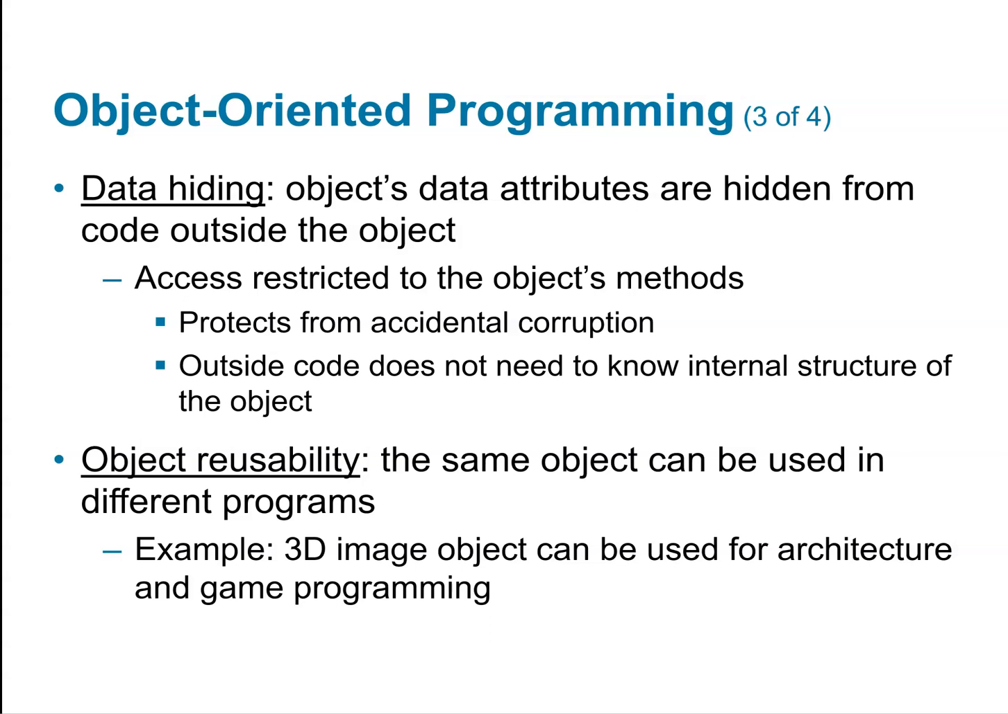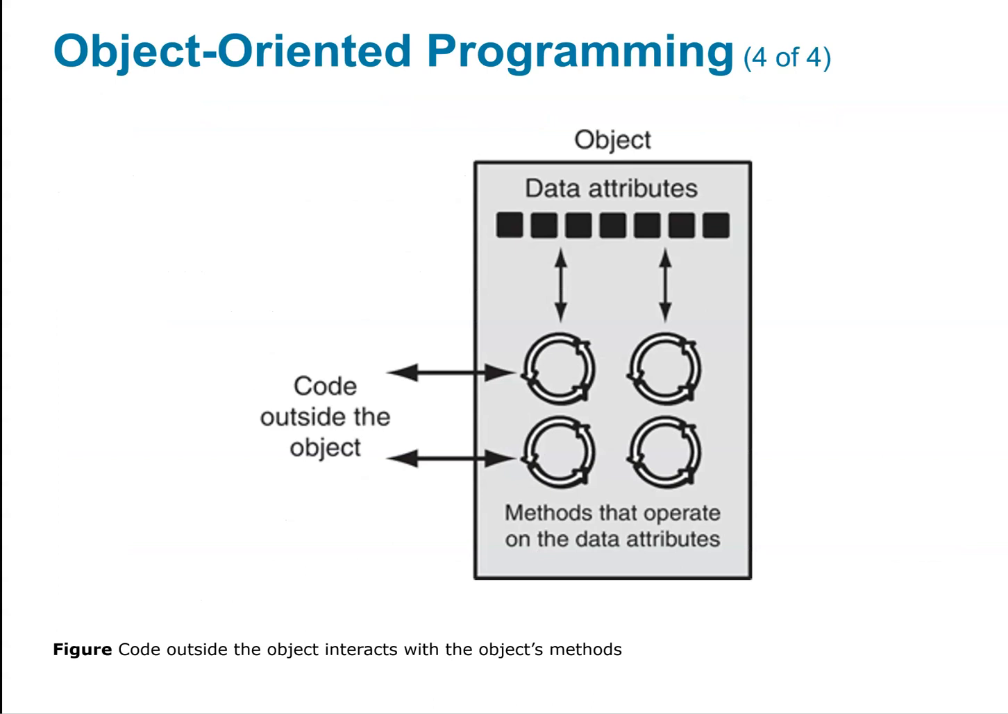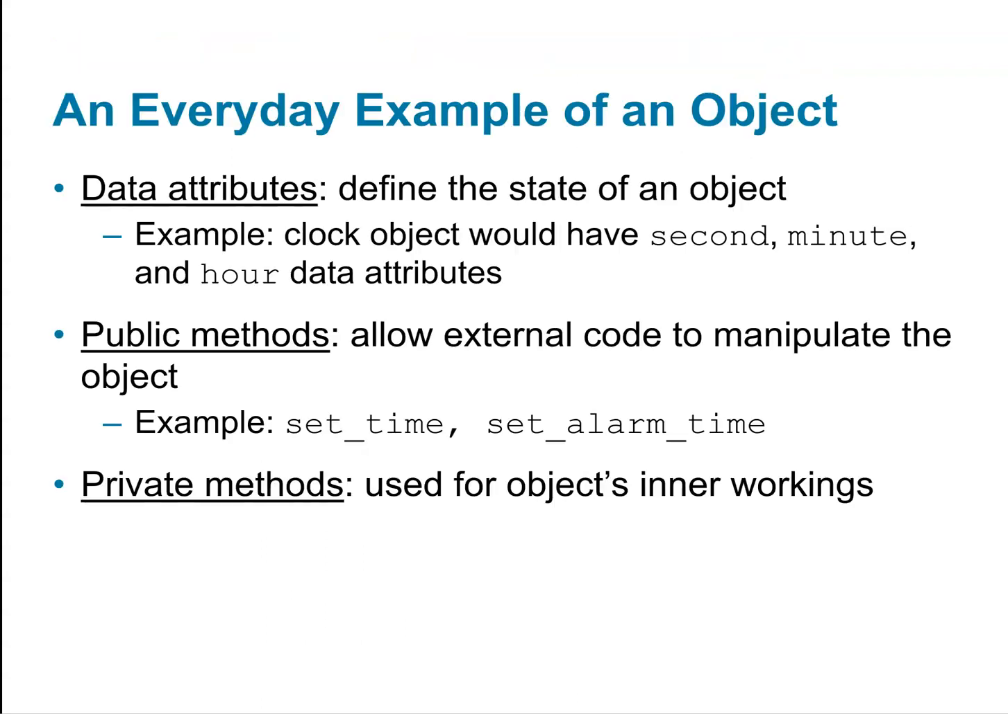One big advantage of objects is they can be used in different programs. For example, you could use a 3D image object in architecture as well as a game program. Okay? So basically, an object is an encapsulation, and code outside the object actually uses it. So let's take a look at an everyday example.